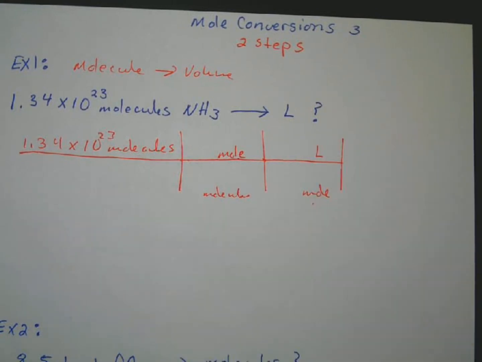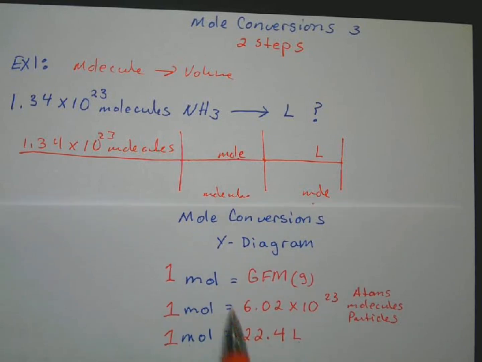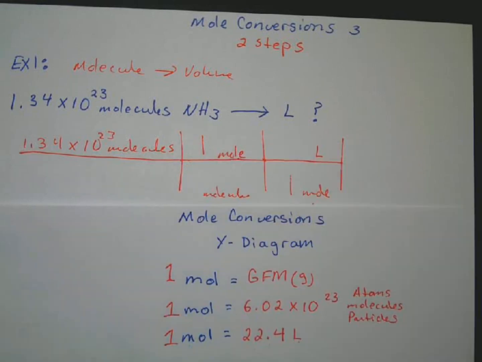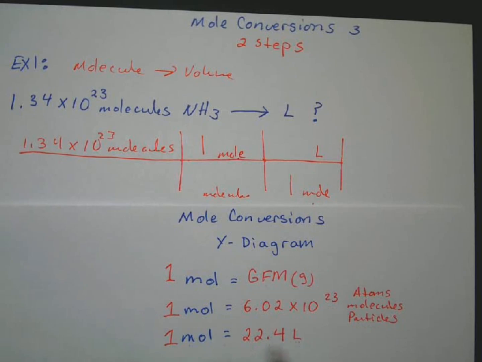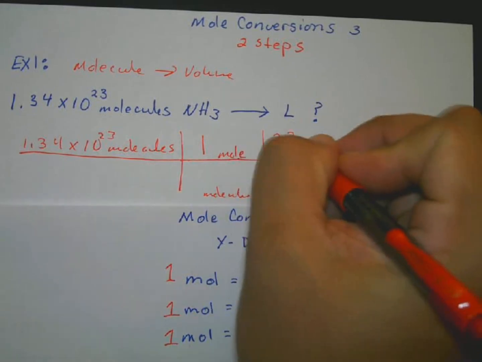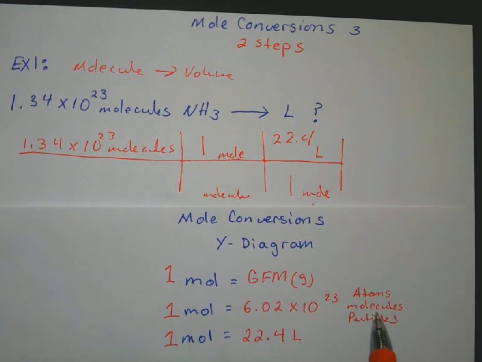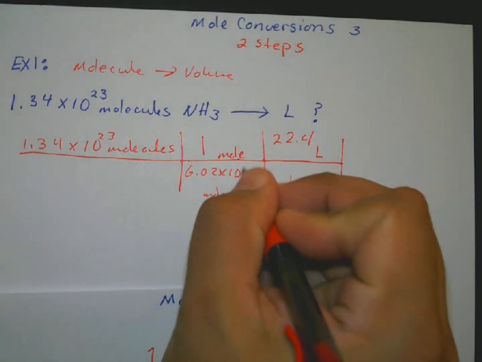Now I've got to plug in numbers. The numbers come from your conversion factors right here. First of all, moles. What do moles always get? Moles always get 1, so I'm going to put a 1 here and a 1 there. What does volume always get? The liters. What does liters get? Look right here. Liters always get 22.4. And finally, what does molecules always get? Here's the molecules. Molecules always get 6.02 times 10 to the 23rd.